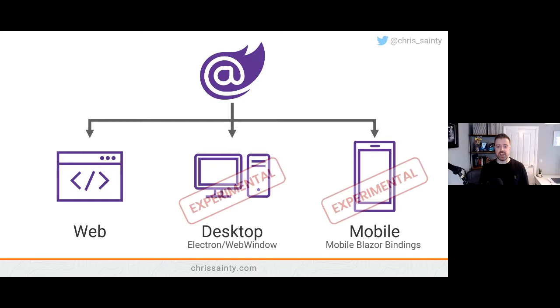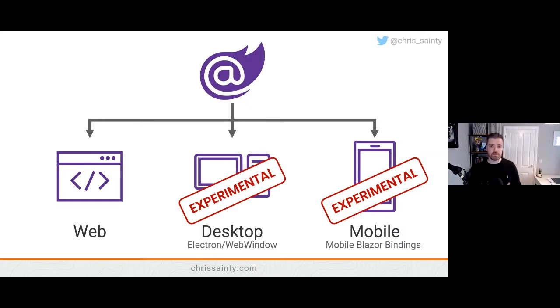Now, I just want to reiterate at this point that both the desktop model and the mobile model are experimental. There's no commitment from Microsoft to develop these into products. They're not production supported, but they are being heavily looked at. And the new UI framework called Maui that's coming from Microsoft, hopefully in .NET 6 next year, has alluded to actually being able to write those types of applications using Blazor.